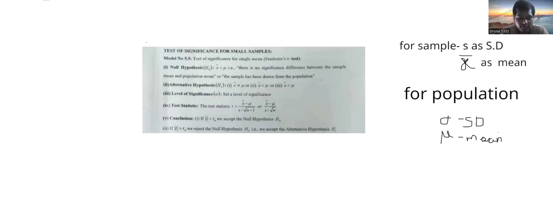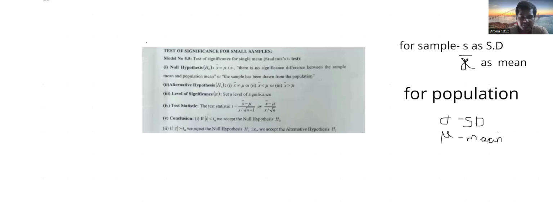Let us go through the third step, the level of significance. As I mentioned before, 5% is the default level of significance. If a question does not mention the level of significance, blindly go with the 5% level of significance. Level of significance means the failure or rejection percentage of a given work or population. The next step is the test statistic.